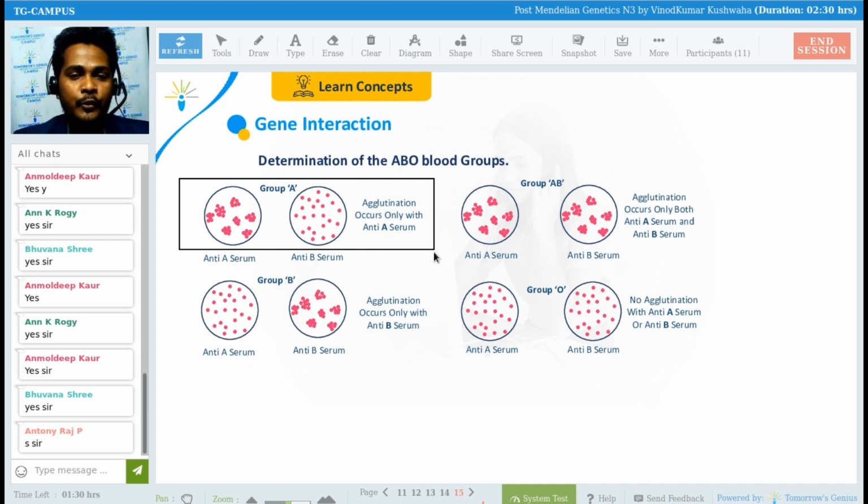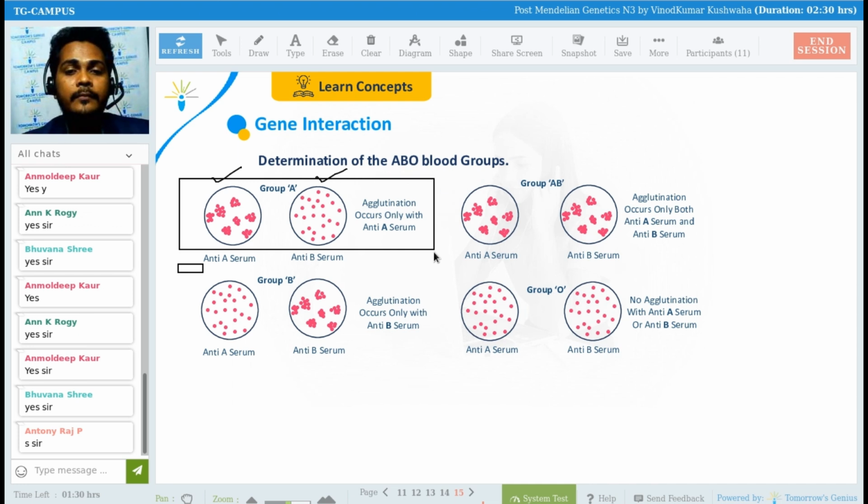Okay, great. So just consider the rectangle box represented over here. This is a slide. You have to take one drop of anti-serum A and one drop of anti-serum B on the same slide, as separate drops.